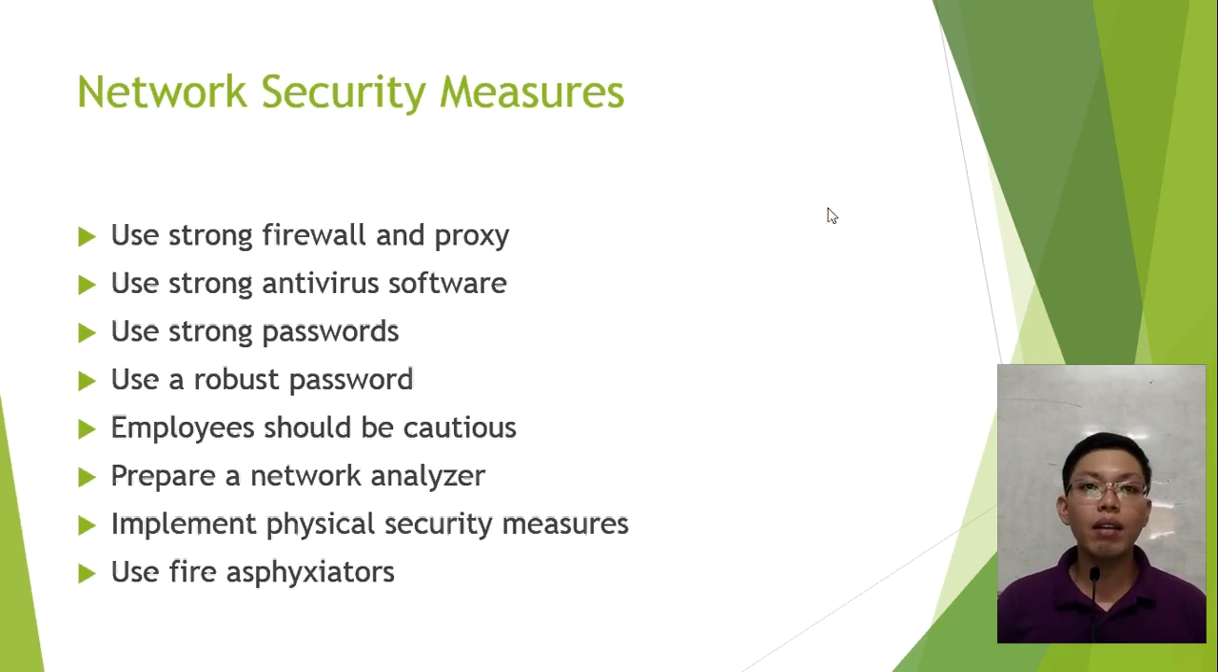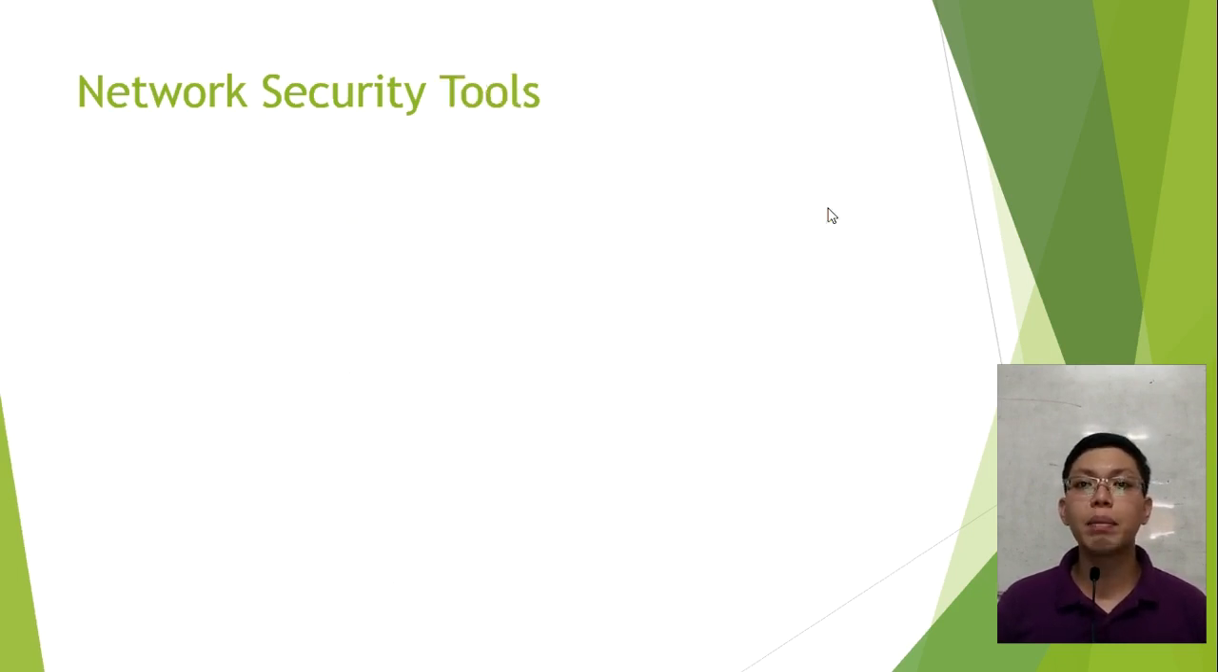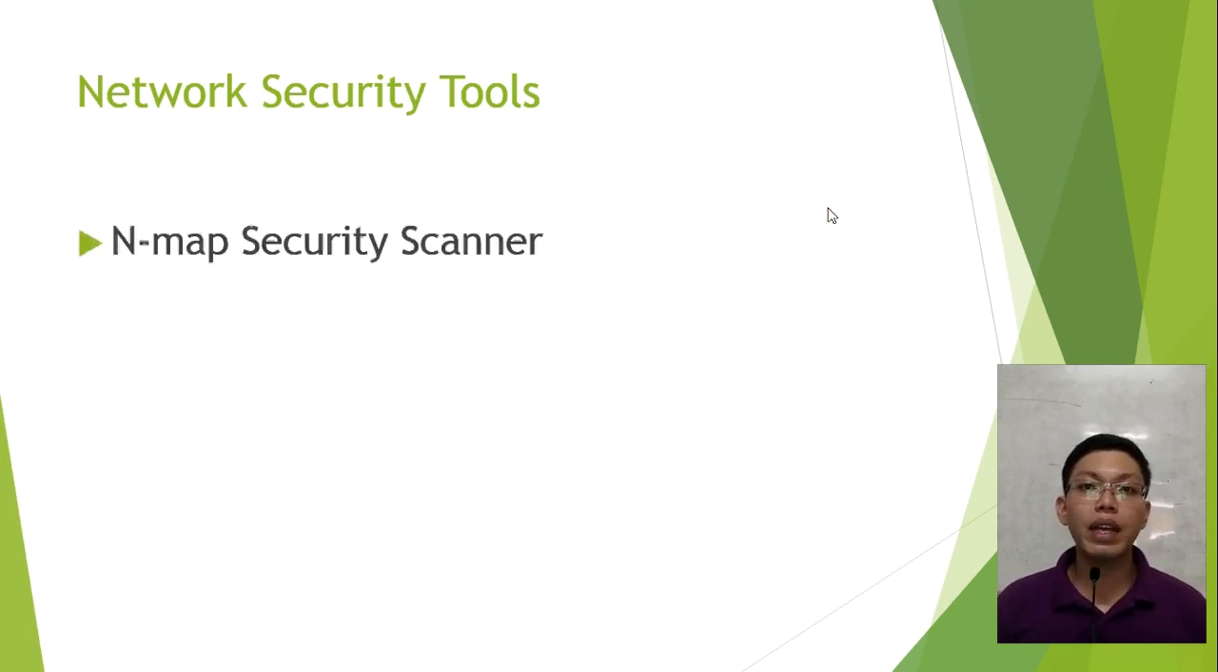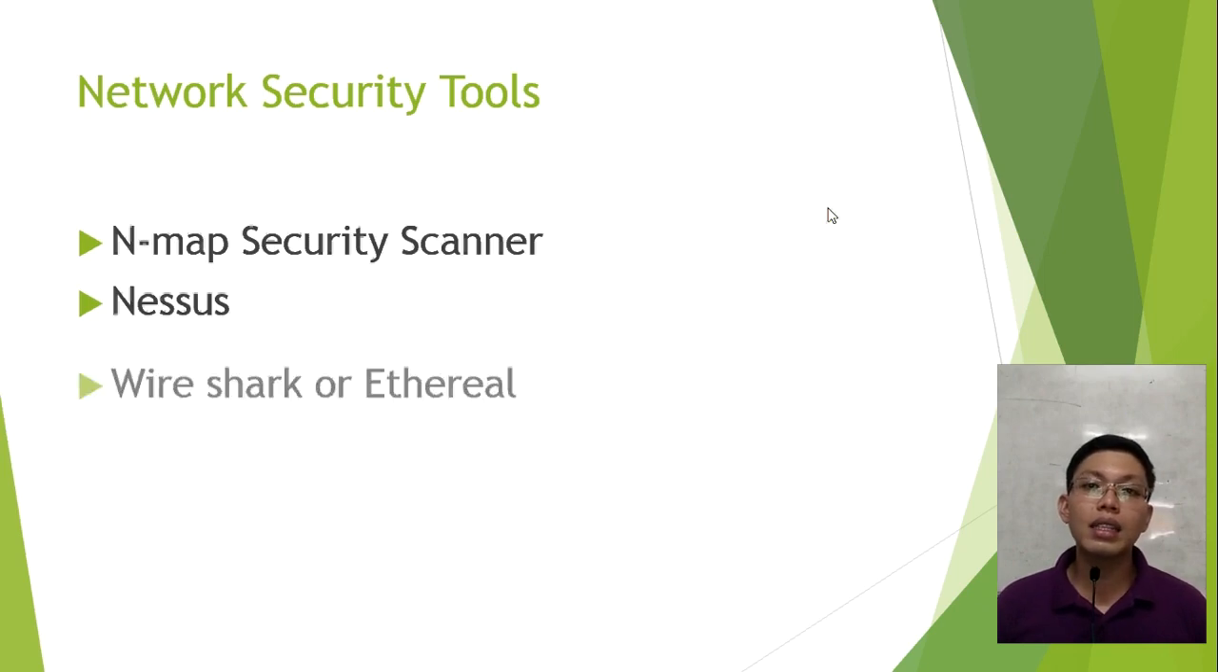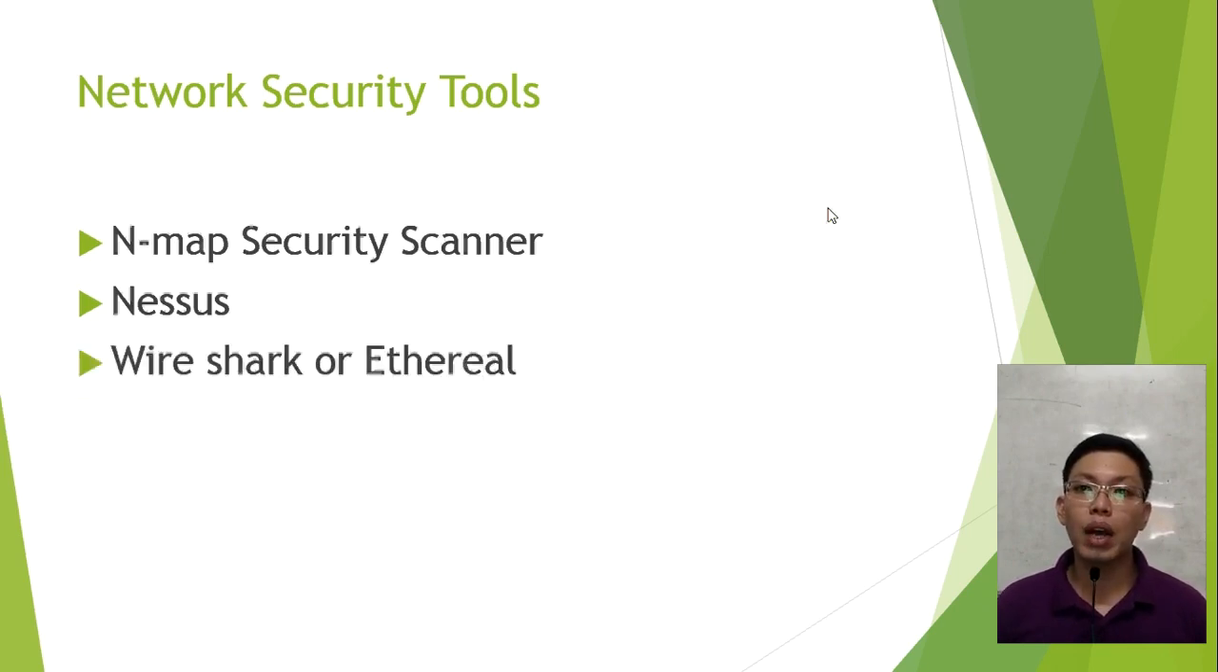And now, here are some network security tools that can be used to protect your network. First, we have the Nmap Security Scanner. It is a free and open source utility for network exploration or security auditing. Second is Nessus, which is the best free network vulnerability scanner available. Third, we have Wireshark or Ethereal. It is an open source network protocol analyzer for Unix and Windows.